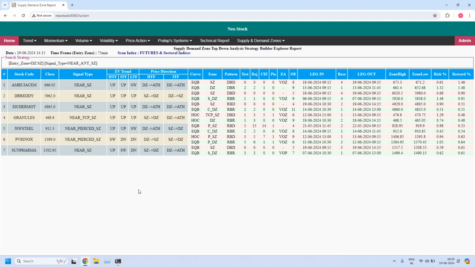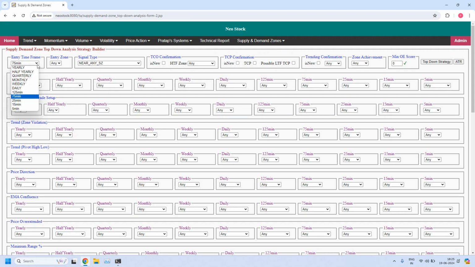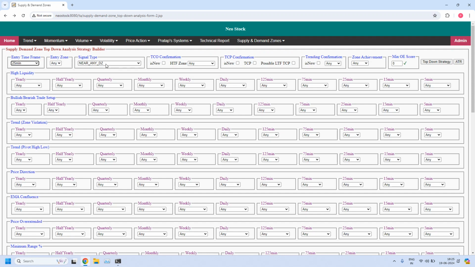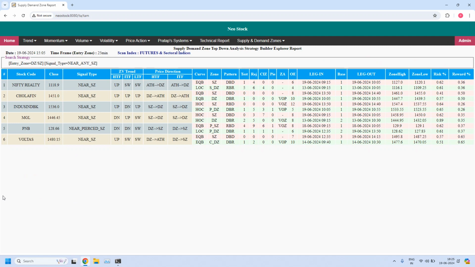zones. Okay, fine. So let me go back and generate the next report, changing the time frame to 25 minutes, and let us find the stocks near 25 minutes demand zone. So these 6 stocks are filtered. Going back. For 25 minutes time frame, let us find the stocks near 25 minutes supply zone. 6 stocks are filtered.